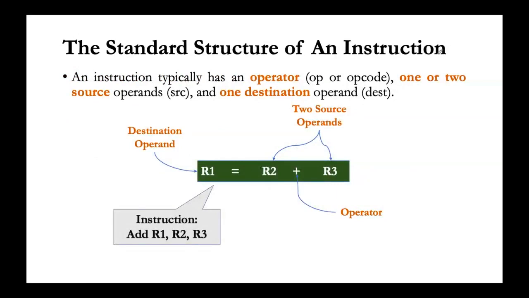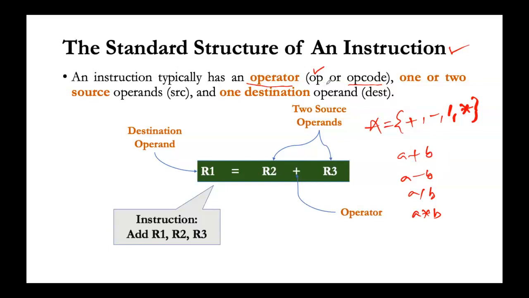Then let us talk about the standard structure of an instruction. This is very important. The instruction typically has an operator, the operation that the processor can execute. That can be written as OP or opcode. For that operation, some arithmetic operations are binary and some are unary. Arithmetic operations like plus, minus, division, and multiplication are all binary because they require two operands: a plus b, a minus b, a divided by b, or a multiplied by b. So the instruction has an operator, that is OP.